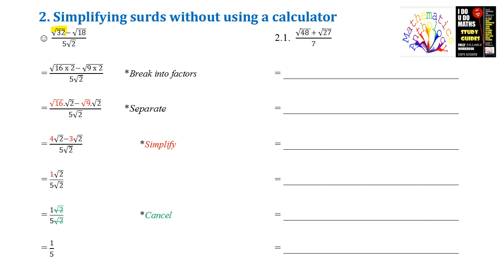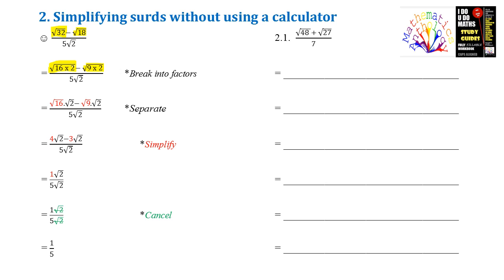So the square root of 32 can be written as the square root of 16 times 2, minus the square root of 18. The square root of 18 can be written as the square root of 9 times 2. 5 root 2, I'm just going to leave the same for now because there's not much I can do there.